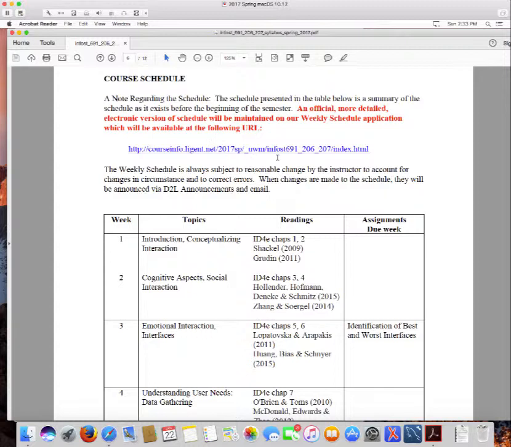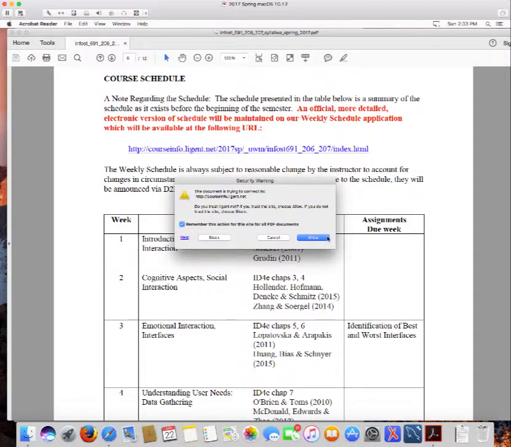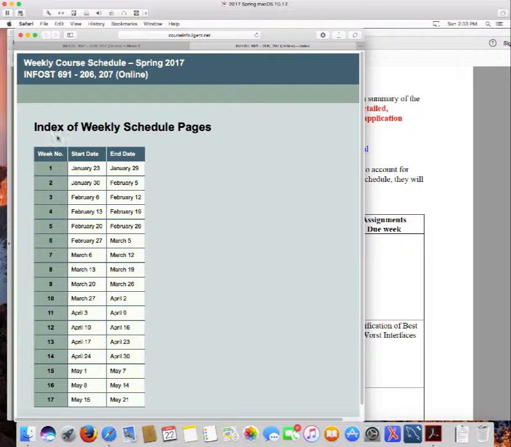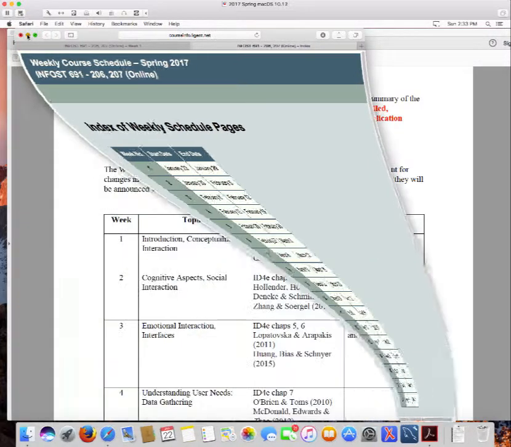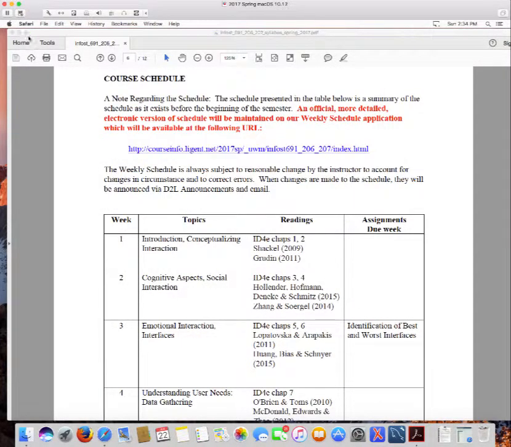So instead of that, I have this weekly schedule application, which is the official schedule, and you can click through and get to that same place where I had you before. Okay, so that's the URL that will get you there. All right. Although since that's not completely populated, let's go through this to get an idea about what we're doing in certain weeks.